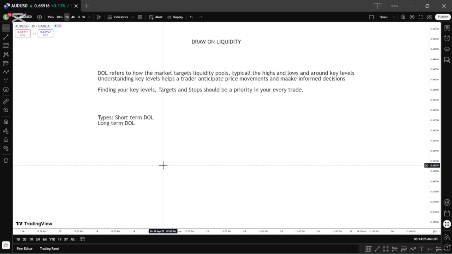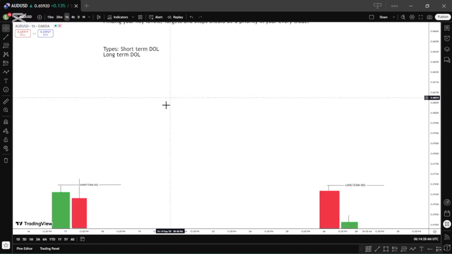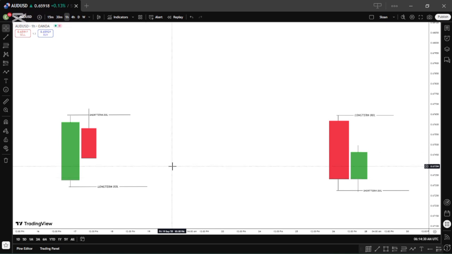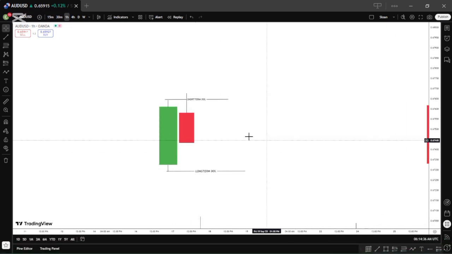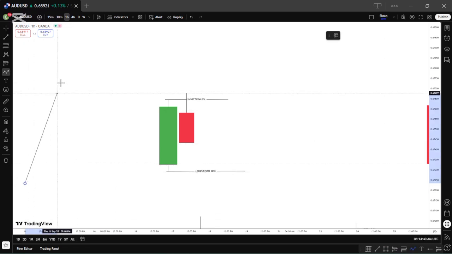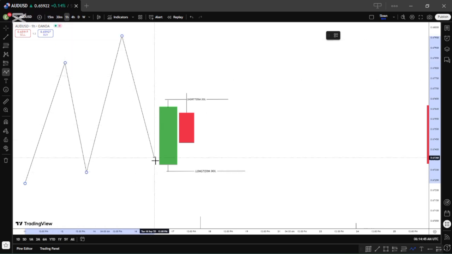Okay, so let's now go straight into this textbook diagram. So let's say for example we have a key level at this point. Since this is a buy trade, we have a key level at this point.